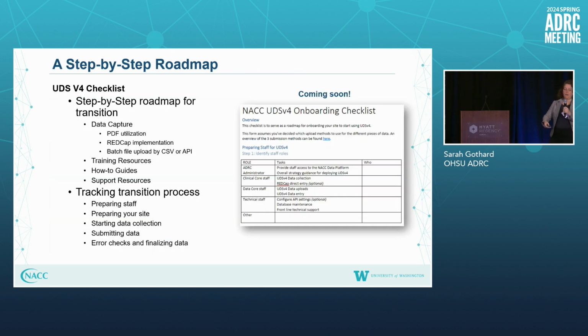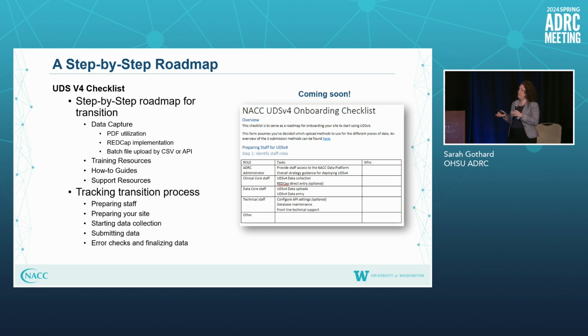So one of the resources that's going to be made available to you that is being developed by Jess Welsh at NACC is the UDS v4 checklist. This is going to be a step-by-step roadmap for your transition at your ADRCs. It will be exhaustive. It will include links to data capture resources, regardless of your data capture or data storage platforms. It will have training resources and links to all of the resources we're talking about today. It'll have how-to guides. It'll have decision trees. It's a lot of work. You're welcome. And it has all the additional support resources that will be integrated into the checklists.